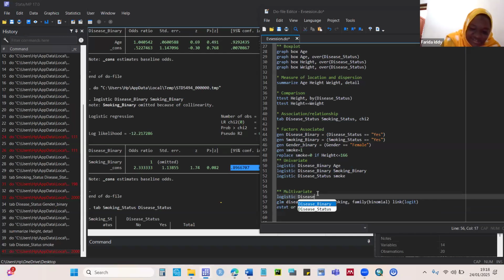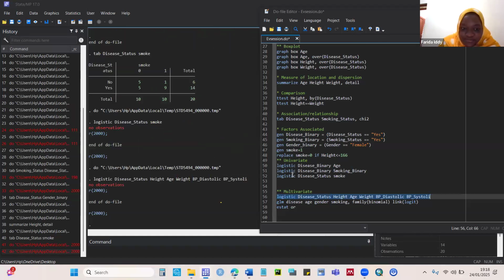Then we have disease status as the outcome. Then let's put height, age, weight, BP diastolic, BP systolic. Then if we run this code, that is height, weight. Okay, this one. Oh, here.